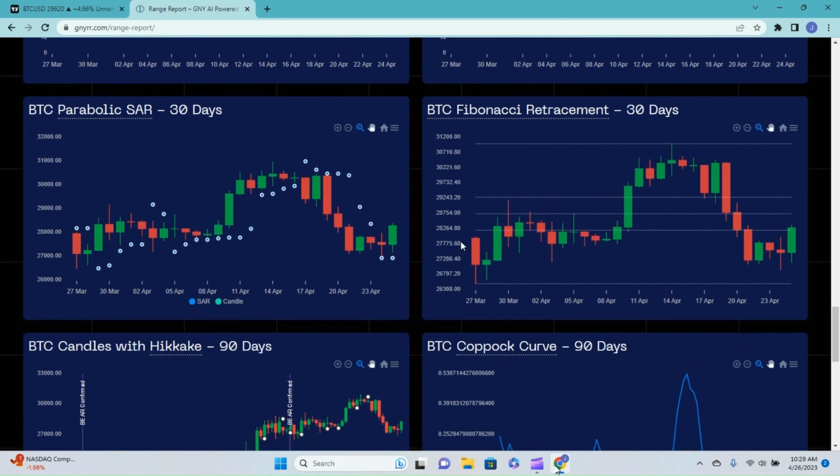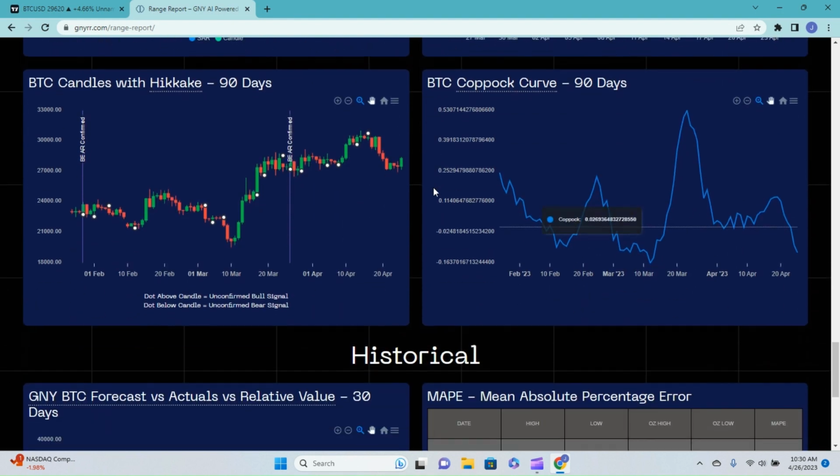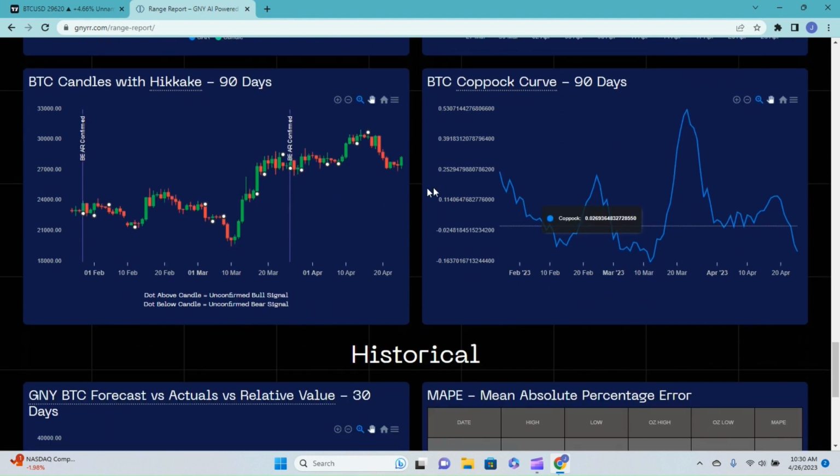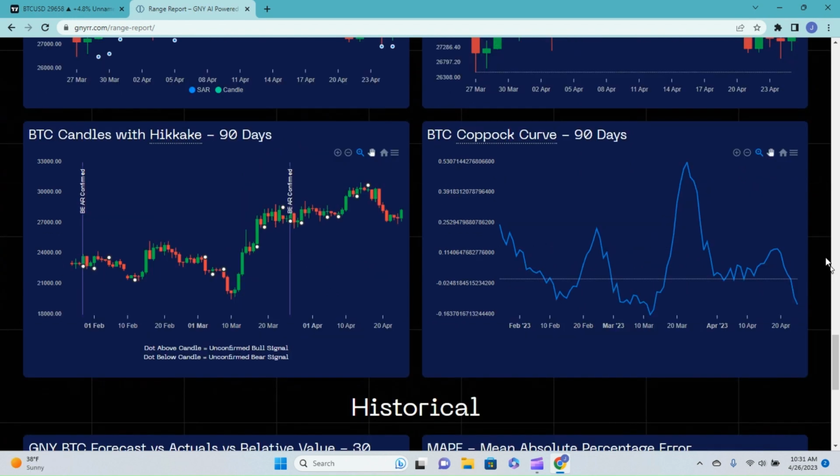When we move on down to the parabolic stop and reversal, we've gotten two buy dots printed underneath our candles. Over on the Fibonacci retracement, it looks like we have finalized that pullback and are retracing back to the upside. The candles with Heikin-Ashi, the last solid confirmation we got was the bear confirmation back here on March 25th. We have gotten some light confirmations scattered throughout, both bullish and bearish. On our Bitcoin CoPoT curve, we did finally get that pull down past that zero line, which would be a forecast to a strong move to the downside.